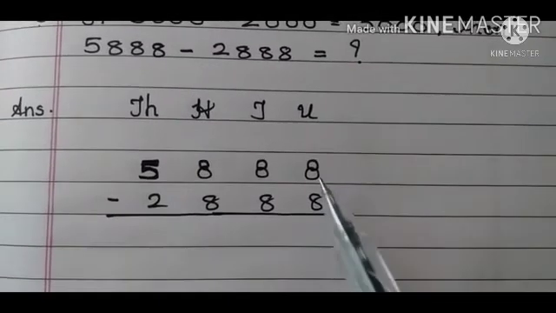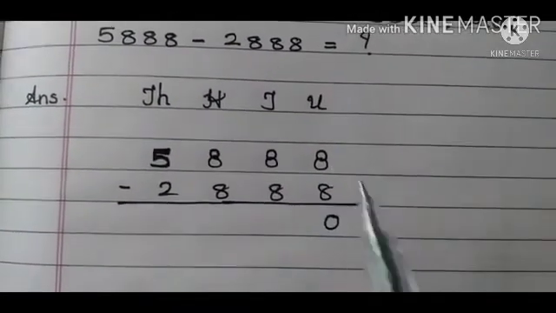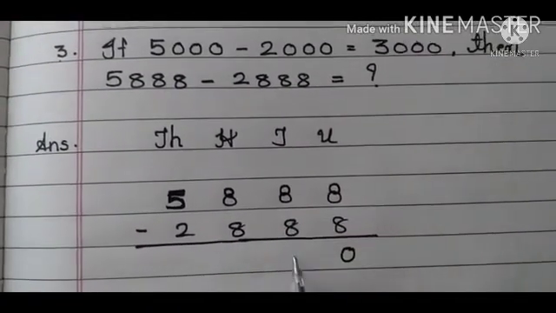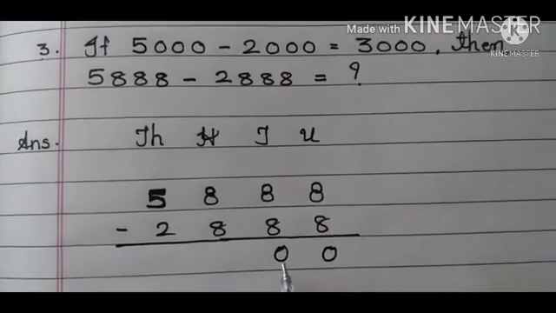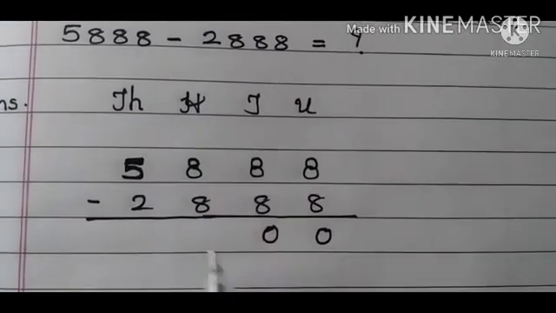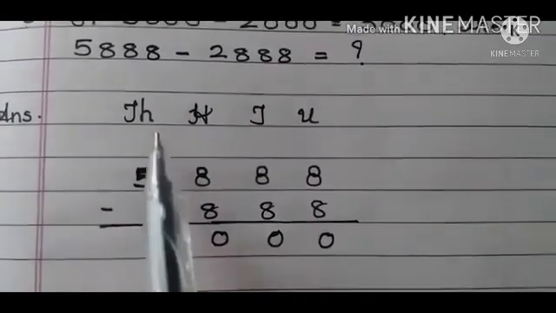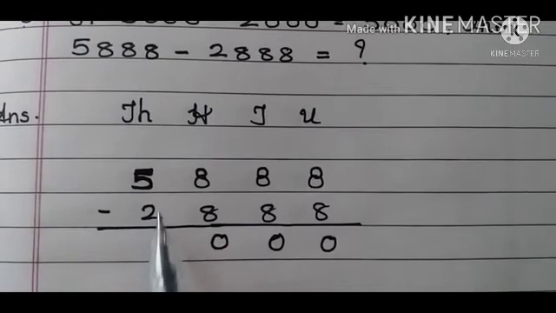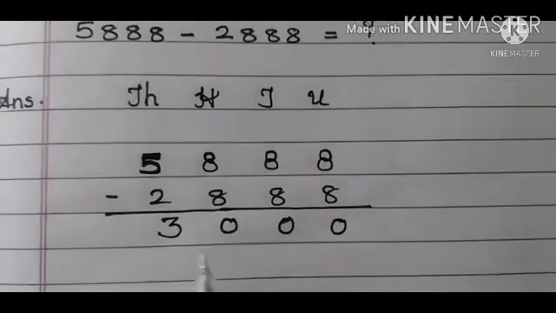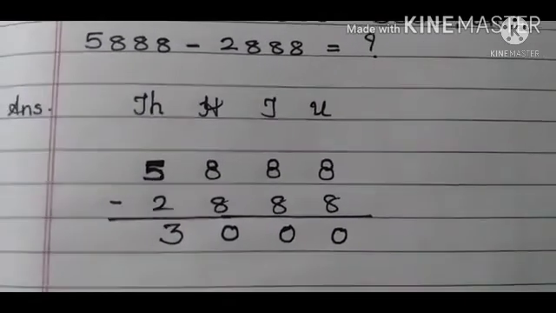So start your subtraction from units place. So 8 minus 8 is 0. So write down 0 in units place. In tens place also 8 minus 8, so again 0. So write down 0 in tens place. In hundreds place also 8 minus 8 is 0, so again write down 0 in hundreds place. And in thousands place 5 minus 2 is 3. So the answer is 3000. So in this way you have to do this sum.